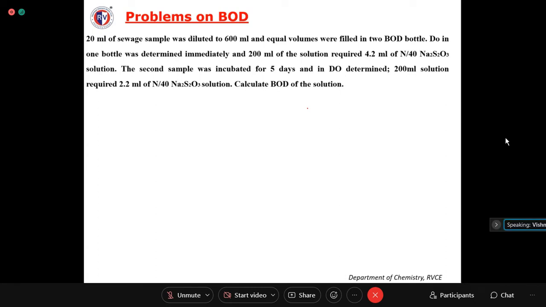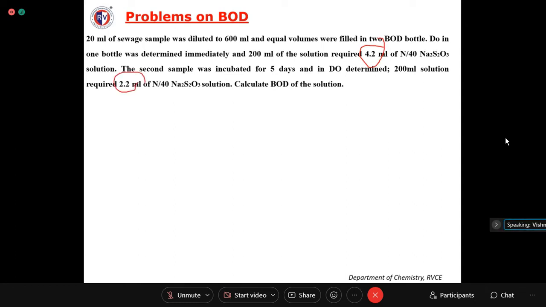Incubation means you have to maintain a temperature of 20 degrees, along with moisture conditions, for another 5 days. After 5 days, you do the same with 200 ml. From 300 ml, you have taken only 200 ml and you are doing the titration. Then it consumes 2.2 ml. Observe that. Here I have 4.2 ml. Here I have 2.2 ml.